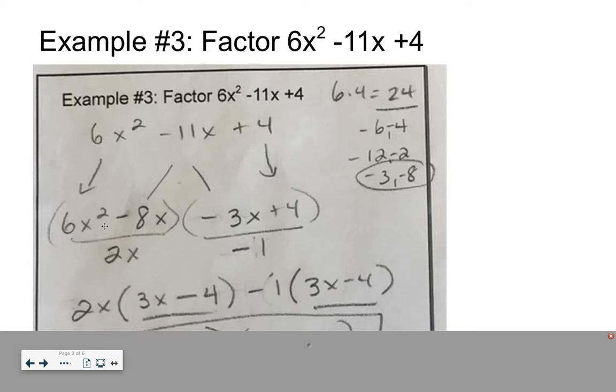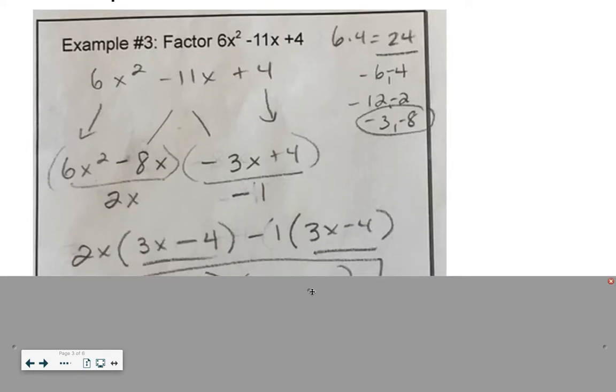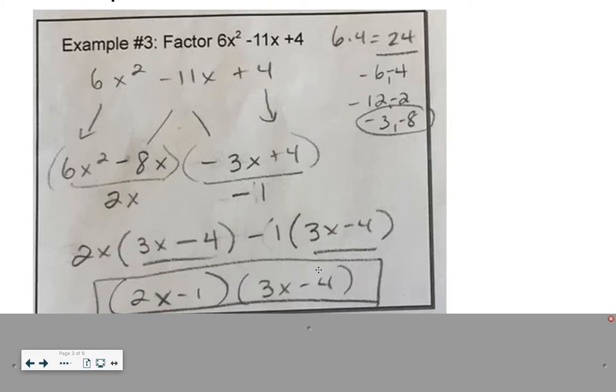So 6x squared divided by 2x is 3x. Negative 8x divided by 2 is negative 4. Negative 3x divided by negative 1 is 3x. And 4 divided by negative 1 is negative 4. Finally, your 3x minus 4 would be one of them, and 2x minus 1 is the other.